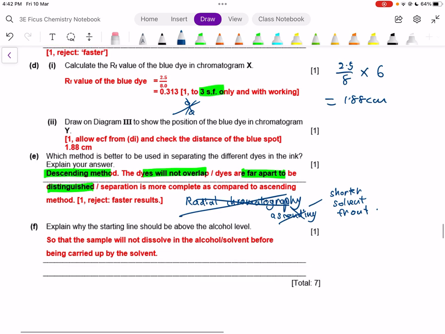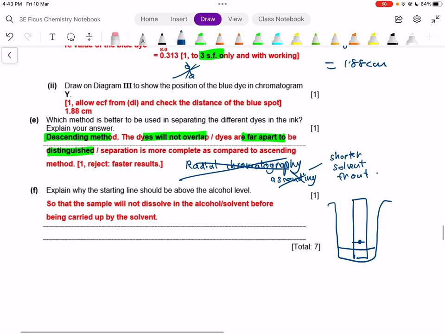Okay, then explain why the start line should be above the alcohol level. So this one, what happens is, let's say this is the alcohol level, you want the start line here so that it will not dissolve in the solvent before being carried up. Some of y'all say very funny things that don't answer. Smooth separation, all these are not accepted, doesn't answer the question of how to separate when the dyes already dissolved in the solvent.